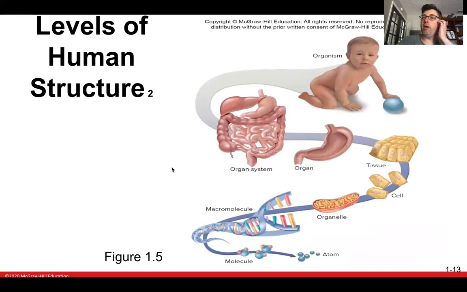So here's a diagram showing that relationship from atoms to molecules. This one has macromolecule thrown in. Macromolecule is just a big molecule like a protein, a carbohydrate, DNA molecule in this case. Here's an organelle that looks like a mitochondria. Cells, tissues, organ, stomach, digestive system, and then all your systems together form the organism. So those are the levels of human structure.